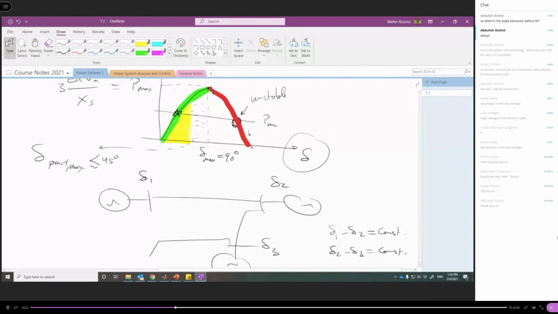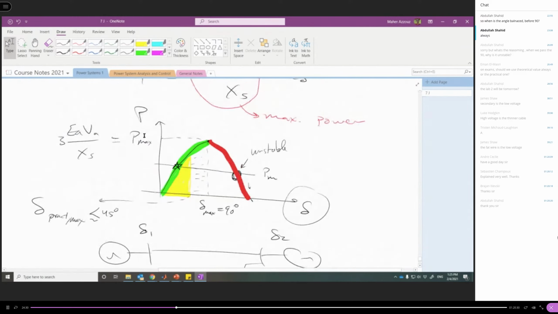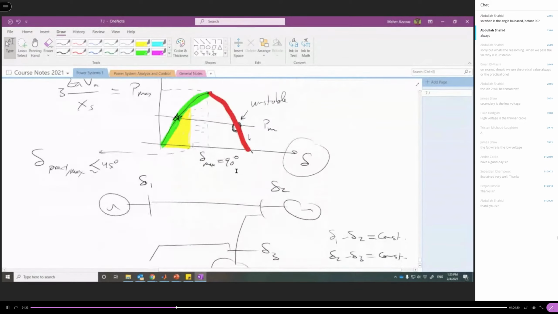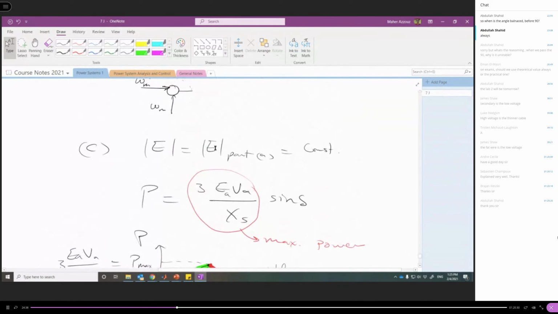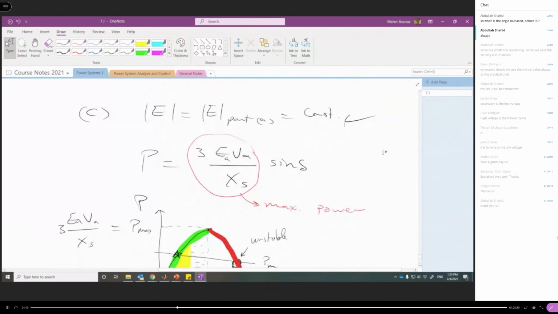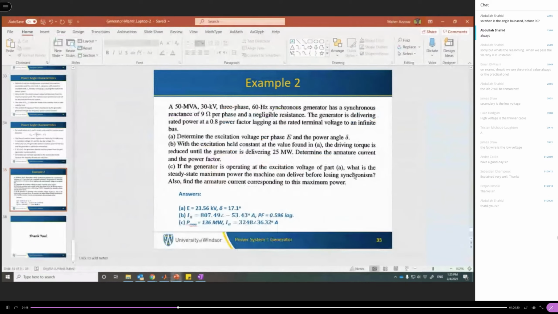Okay, so back to the example, we know that the theoretical maximum power that can be delivered by the generator happens when delta is equal to 90 degrees. And the value of this maximum power is given by this expression. We know the magnitude of the excitation voltage. We know the voltage of the infinite bus. We have the synchronous reactance, so you can get P maximum. Then we need to find the armature current corresponding to this maximum power. We need to find IA, the stator current.